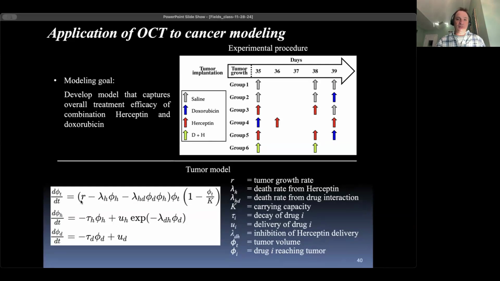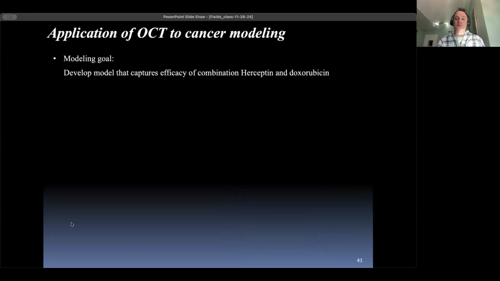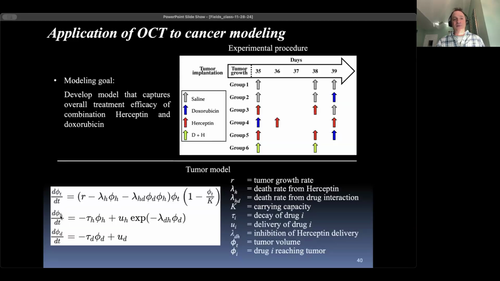So if you distribute this R, this growth, to this term, you get R on phi sub t times the logistic term here, where K is the carrying capacity. But then you're also going to strip off some of that proliferation due to the efficacy of the Herceptin, and then the efficacy of the doxorubicin and Herceptin acting together. And then there's the rate of change of the amount of Herceptin and the rate of change of the amount of doxorubicin, the broad spectrum chemotherapy.